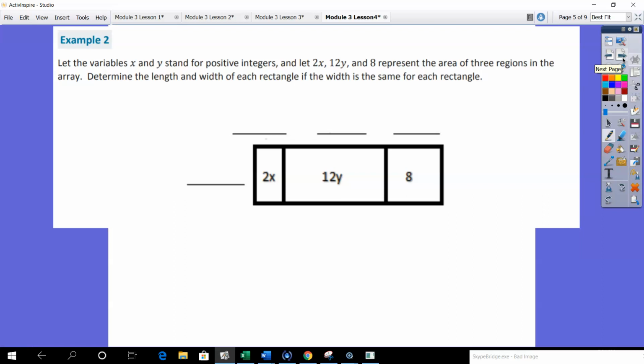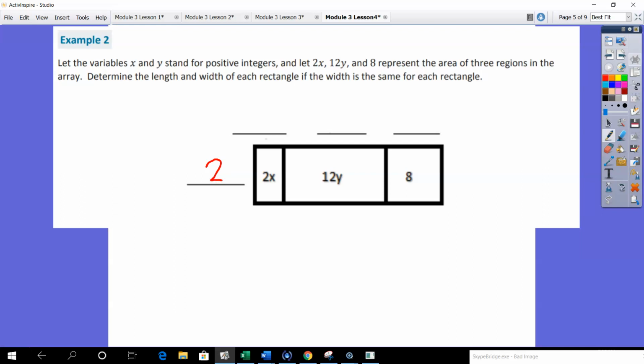Okay, in example 2, let the variables x and y stand for positive integers, and let 2x, 12y, and 8 represent the area of the 3 regions in the array. Determine the length and width of each rectangle if the width is the same for each rectangle. So if this part right here is the same, that it applies to all of these things. So what do they all have in common? Well, they all have a factor of 2.